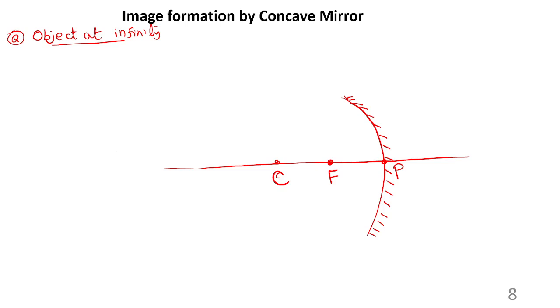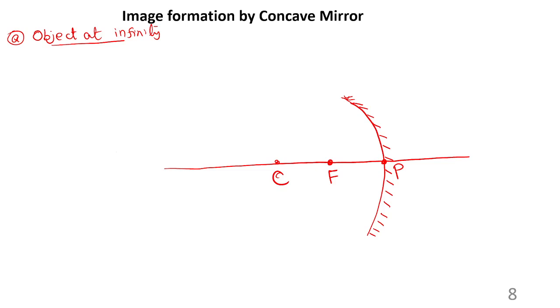Now listen, case 1. There are 6 cases, please remember. Object is at infinity. Object at infinity means there is a tree which is very, very far away from the mirror. For example, the sun. You know that the sun is extremely far away from the mirror. Understood? A mirror is placed facing the sun.